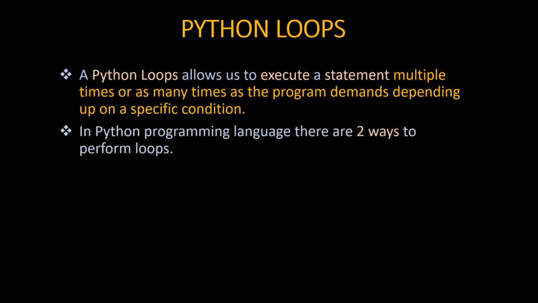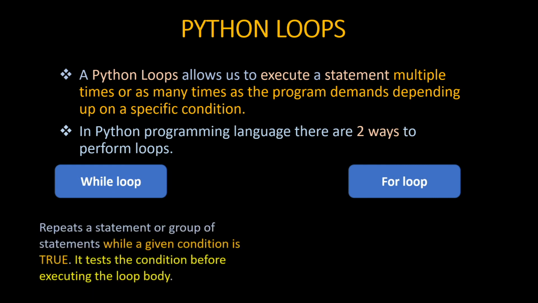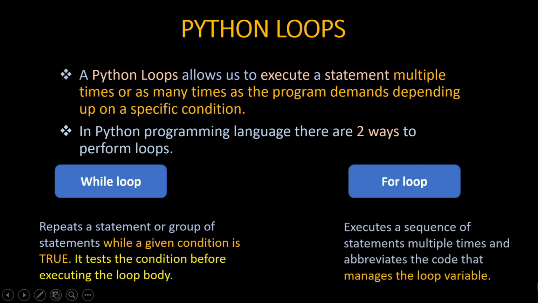In the Python programming language, there are two ways to perform a loop. The first way is the while loop, and the next is the for loop. So let's take them one by one. Our first is the while loop. A while loop repeats a statement or a group of statements while a given condition is true. On the other hand, we have the for loop, which executes a sequence of statements multiple times and abbreviates the code that manages the loop variable. So let's talk about each loop in detail.